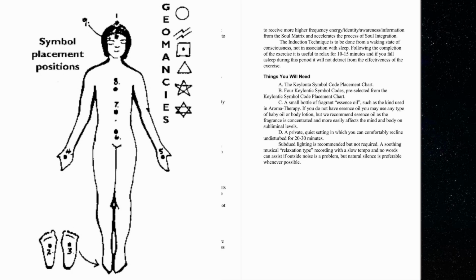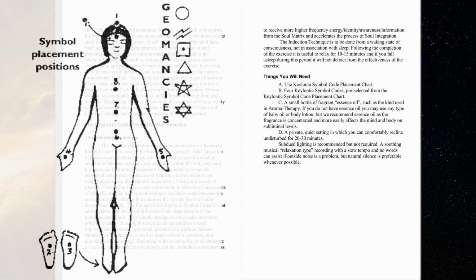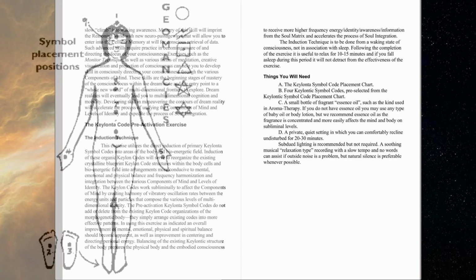subliminal levels. D. A private, quiet setting in which you can comfortably recline undisturbed for 20 to 30 minutes. Subdued lighting is recommended, but not required. Soothing music with a relaxed, slow tempo and no words can assist if outside noise is a problem, but natural silence is preferable whenever possible.